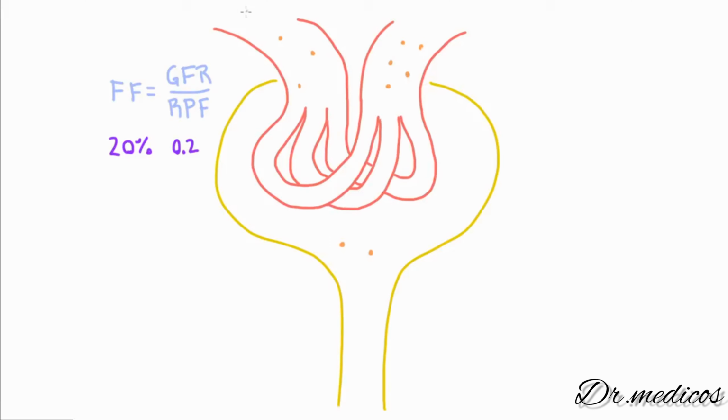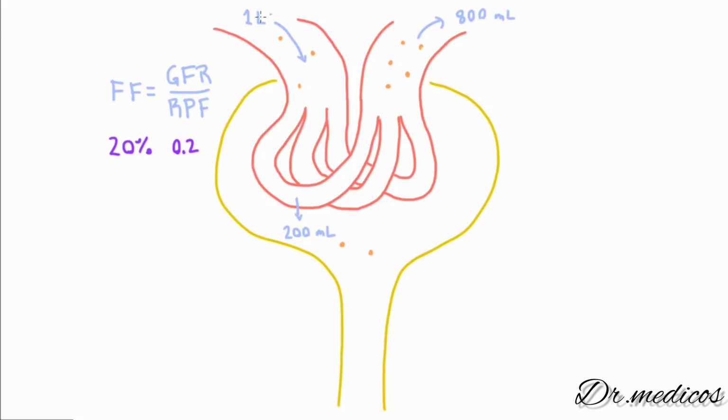So to make this really clear, let's say you have 1 liter of fluid coming down through the afferent arteriole. How much of that is going to get filtered, and how much is going to go back through the efferent arteriole? Well, if we said the filtration fraction is 20%, then that means that 200 milliliters will be filtered here at the glomerulus, and the remaining 800 milliliters will go back out through the efferent arteriole.